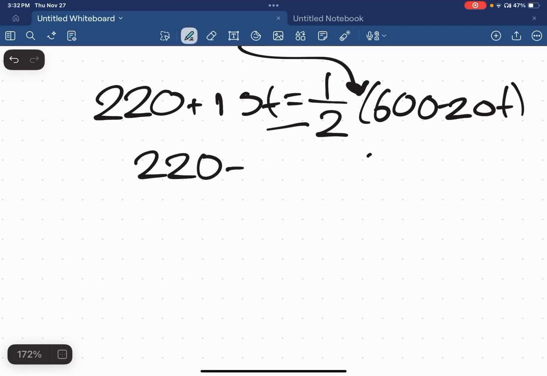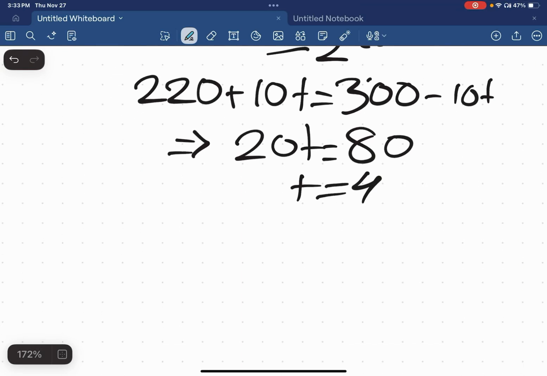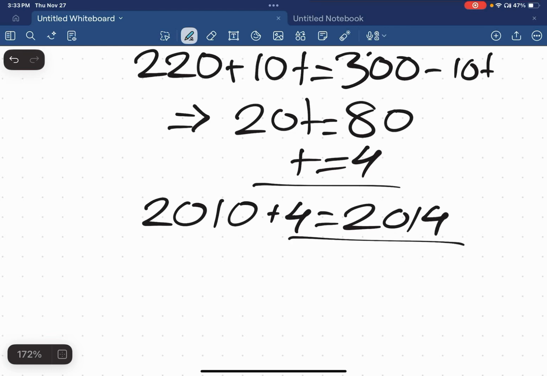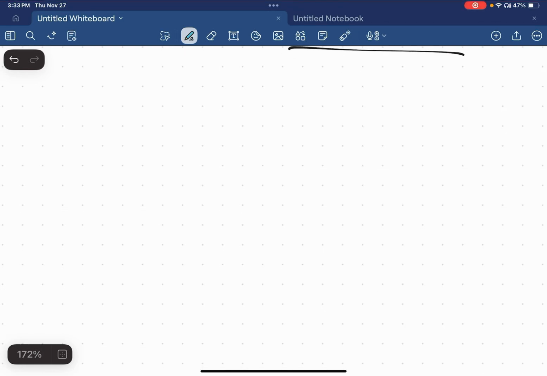This means that 220 plus 10T is going to be equal to 300 minus 10T. This means that 20T is equal to 80. T is equal to 4. That means 4 years have passed. So that means 2010 plus 4. So this occurs in 2014. Just like that. Sorry about that. That's what happens when you start to go fast and miss all your equations. But I do got to go fast today.